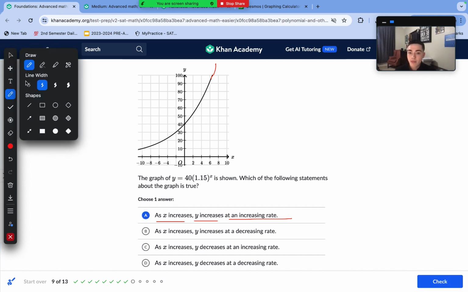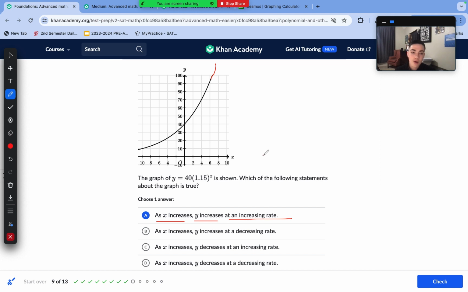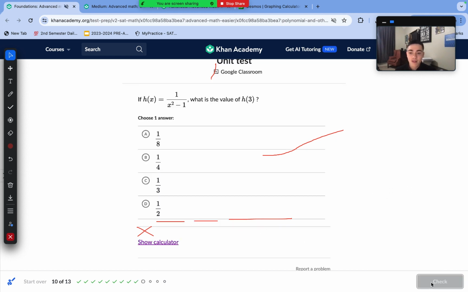For answer choice B, this shows that if we were increasing but then slowly asymptoting out, B is incorrect. C would be if we're decreasing at an increasing rate, so that means that we are decreasing very rapidly, and then D would just be, once again, asymptoting. So answer choice A is the only one that's valid here.